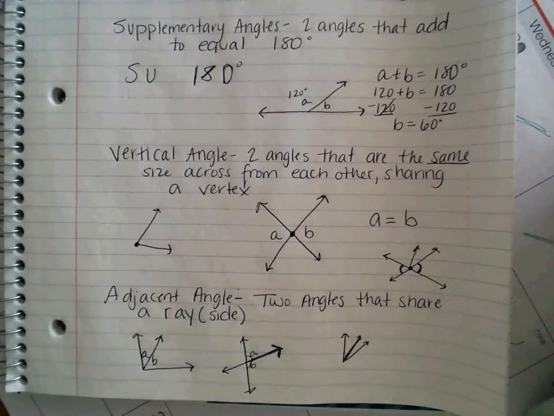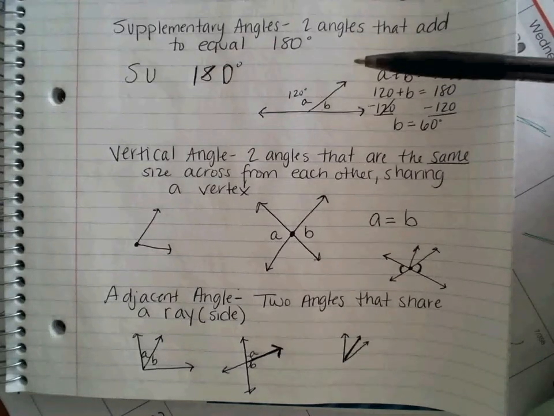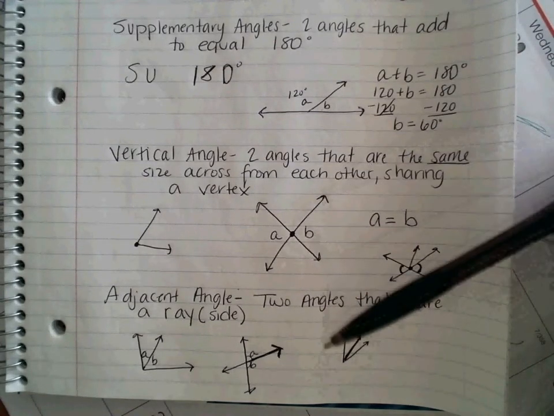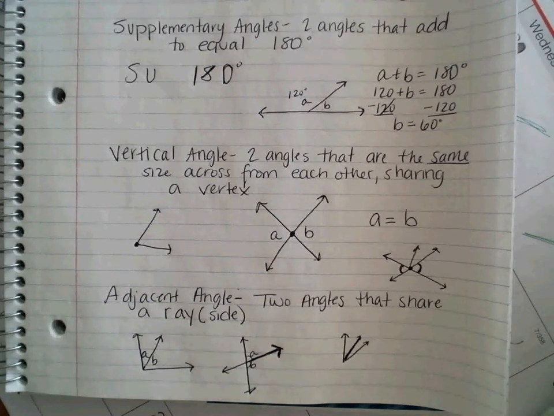You are going to be doing some examples using complementary for 90, supplementary for 180, vertical for sharing a point and being exactly the same, and adjacent where they share a side.